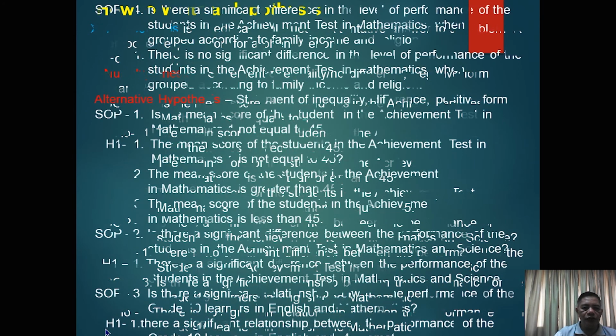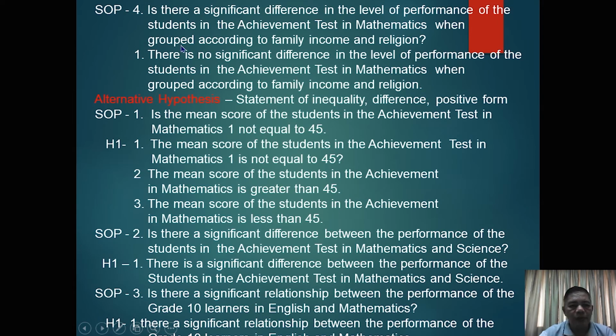I have also another example. This example relates to the profile of the participants or the subject variable, which is actually performance. The statement of the problem reads: is there a significant difference in the level of performance of the students in the achievement test in mathematics when grouped according to family income and religion?